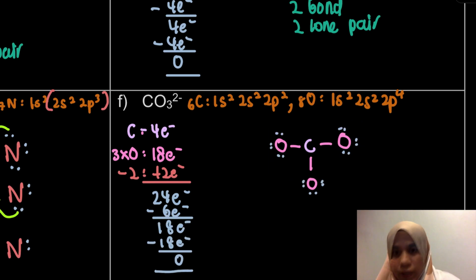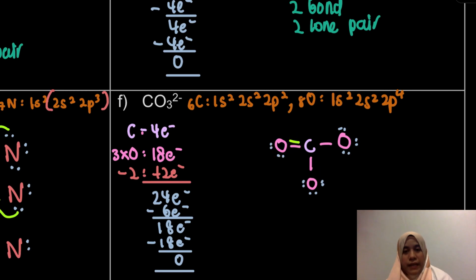What happened next is check whether the carbon itself dah capai octet ke belum. Carbon ni baru ada 1, 2, 3, 4, 5, 6. So, cannot lah. So, dia kenalah share. Yang ni share lah elektron dia. Tapi yang ini, miss terus padam. Terus buat macam ni. 1, 2, 3, 4, 5, 6, 7, 8. Oksigen ni pun 1, 2, 3, 4, 5, 6, 7, 8. Okay, so dah capai dah.